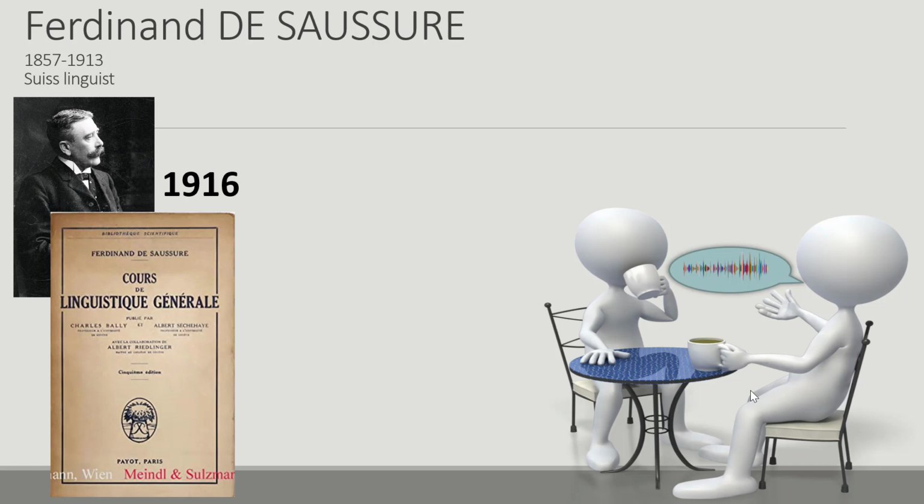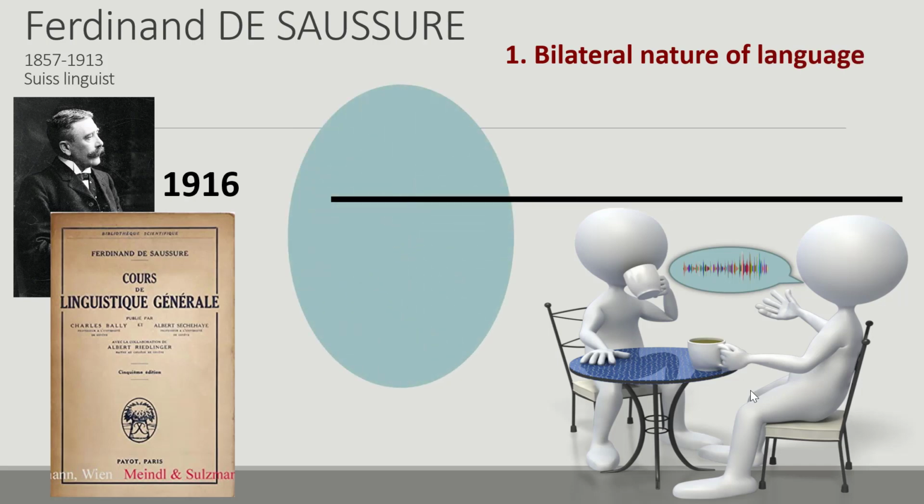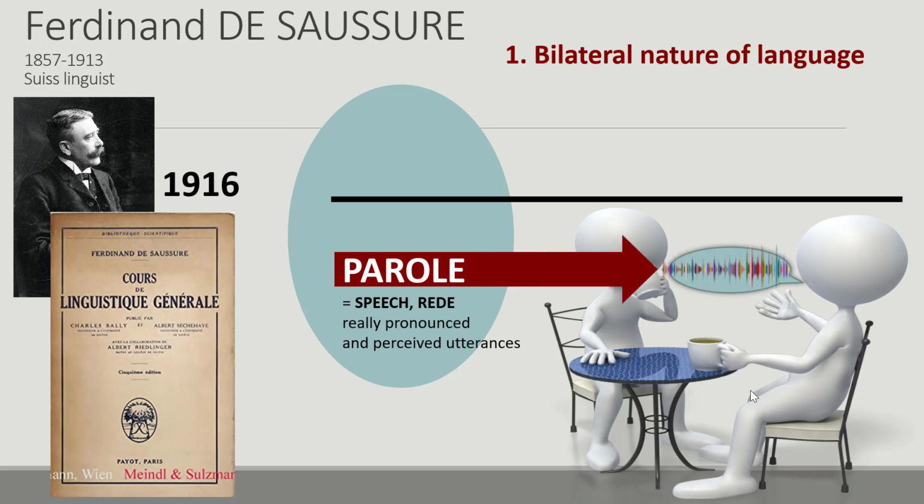First, Saussure argues that language works as a system of signs, or semiotic system. That means that language and all its elements, linguistic units, have a bilateral or double nature. On the one hand, language exists as speech, Rede, individual utterances we can produce, hear, or read in the course of a verbal exchange. Ferdinand de Saussure called this facet of language parole.